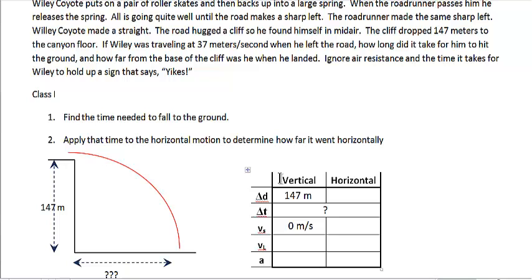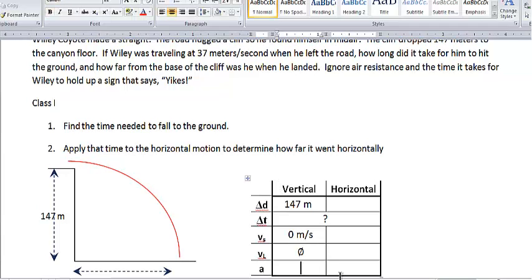That would be the same vertically regardless of whether he has horizontal velocity or not. But as it turns out, we don't know that number, and we don't care about that number. We have not been asked yet, so that's going to be what we ignore. And then what about his acceleration? Gravity works up and down, so his acceleration is 10 meters per second squared, and that's everything we know vertically.